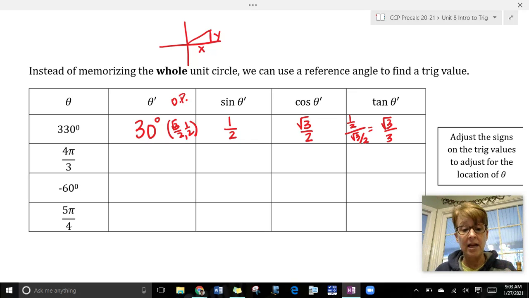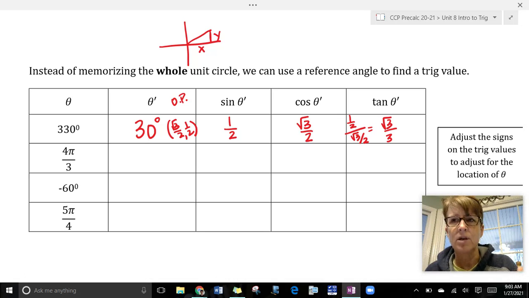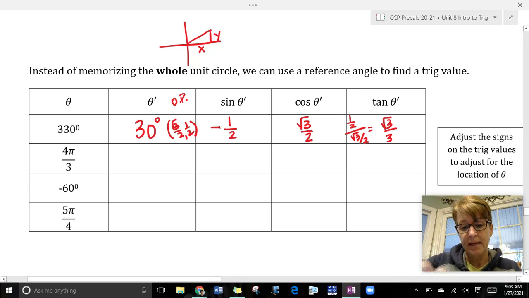Okay, now one last thing on this 330-degree angle. When I go to find the 30-degree, I know everything's positive, but my original problem was 330. So we need to assign some negatives in this problem, right? 330 degrees is in the 4th quadrant. In the 4th quadrant, the y values are negative, which means in the 4th quadrant for a 330, my sine should be negative. Okay, so technically this is no longer the sine of theta prime, this is the sine of theta. All I had to do was adjust it to make it a negative value.